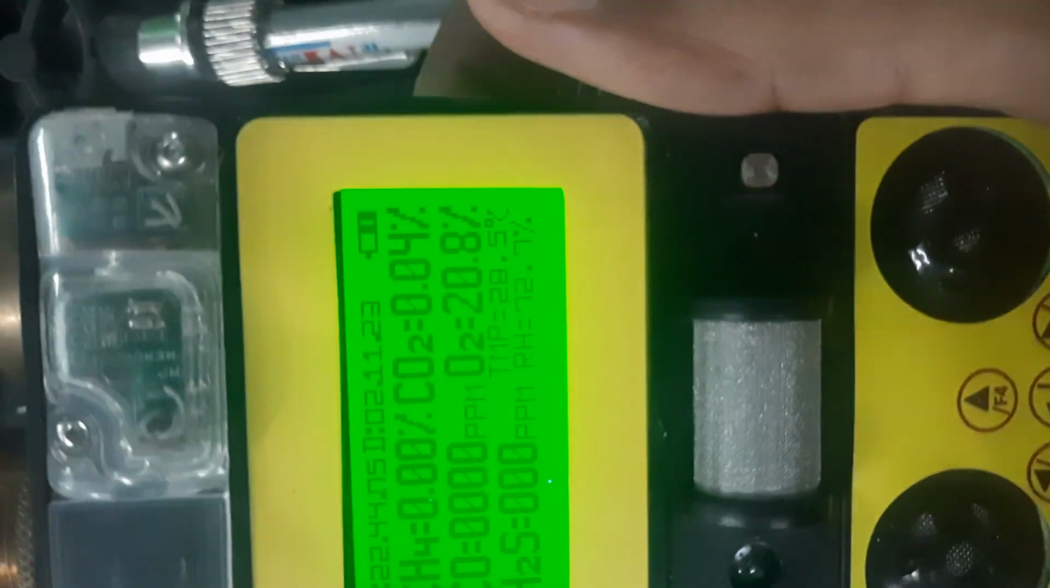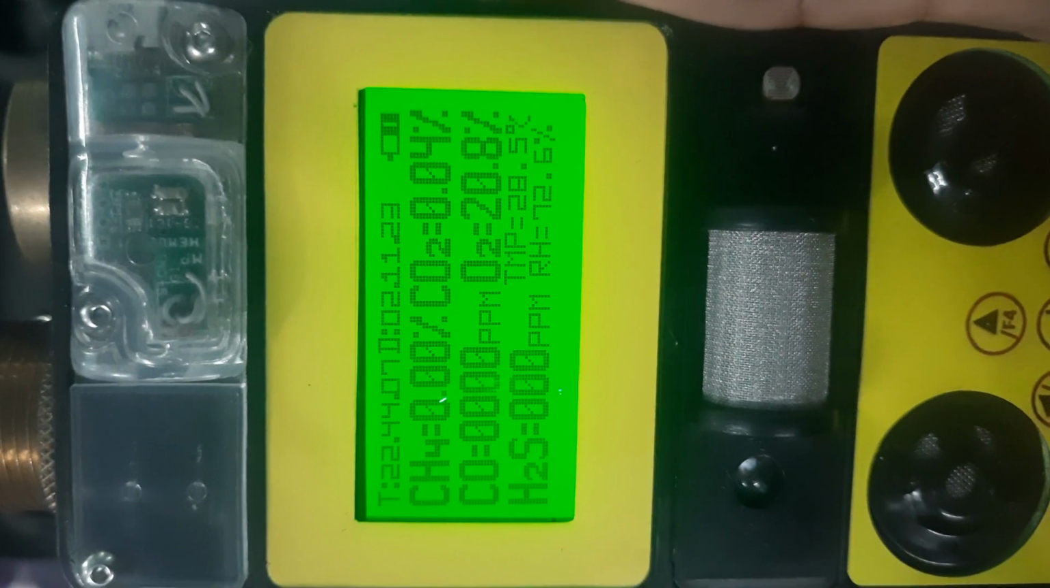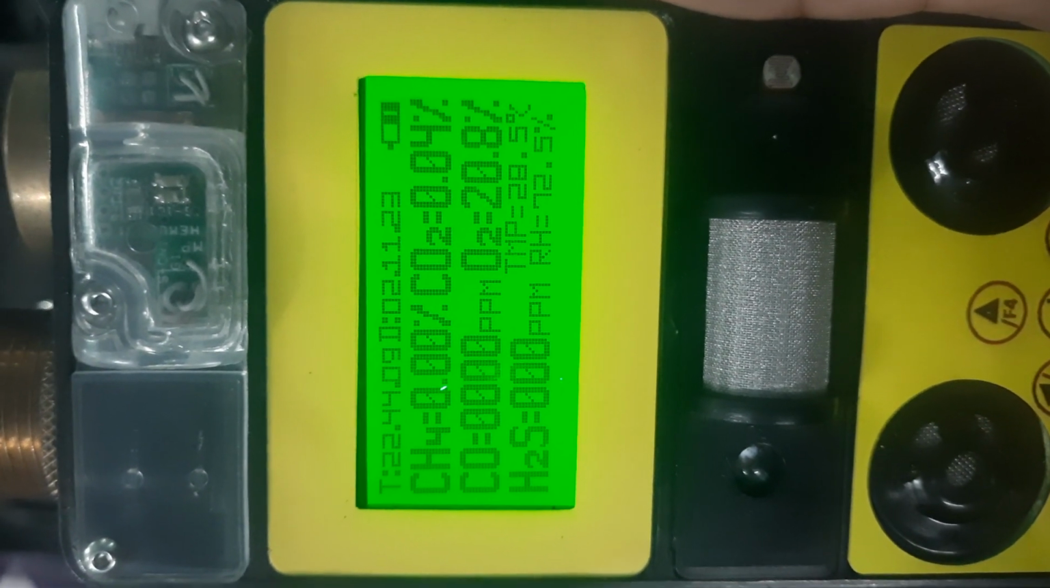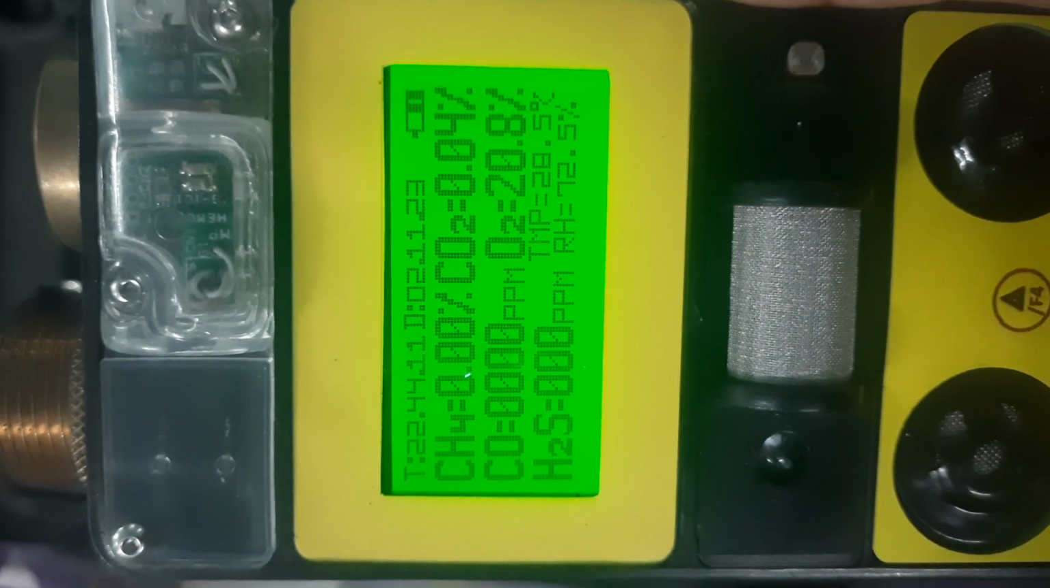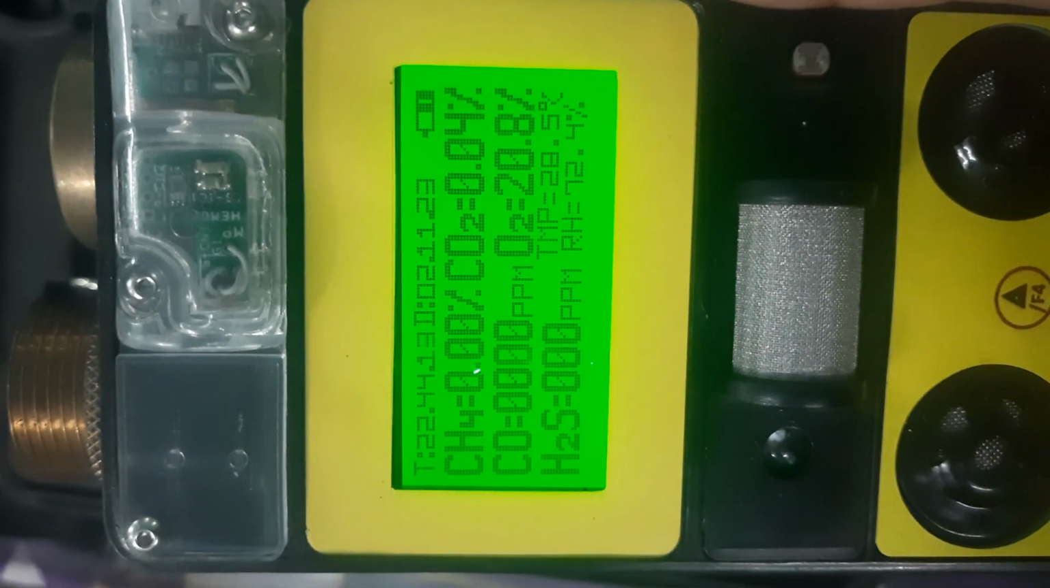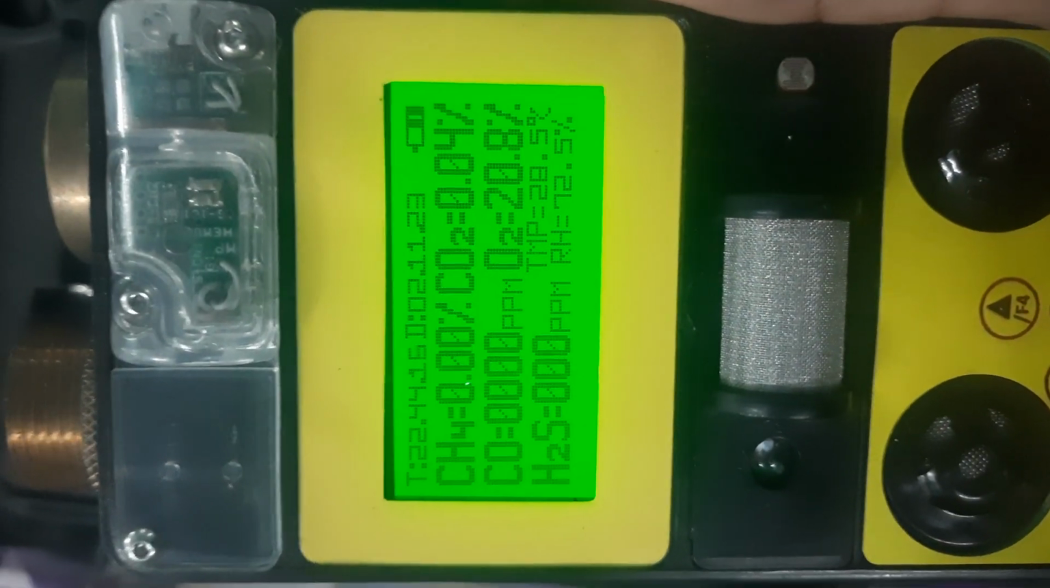These are the 7 parameters which this instrument is currently monitoring, and along with it you can monitor the air velocity and light intensity also.